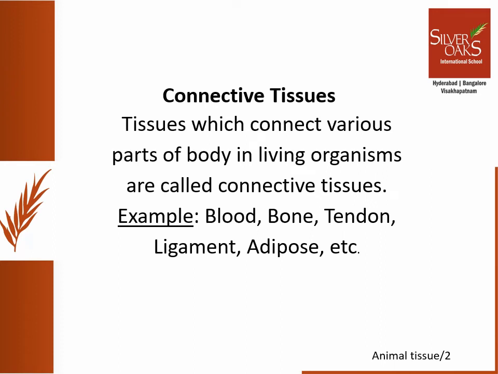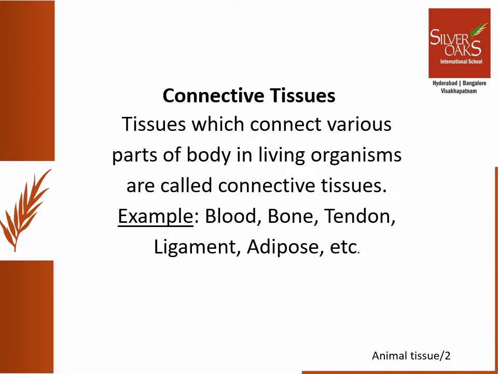Hello students, in our last class we learned about two types of animal tissues. One was epithelial tissue, which was the protective or the covering tissues of the animal body, and the second was muscular tissue, which was responsible for movement of the body. Today we are going to discuss connective tissues and nervous tissues. So let's start with connective tissues.